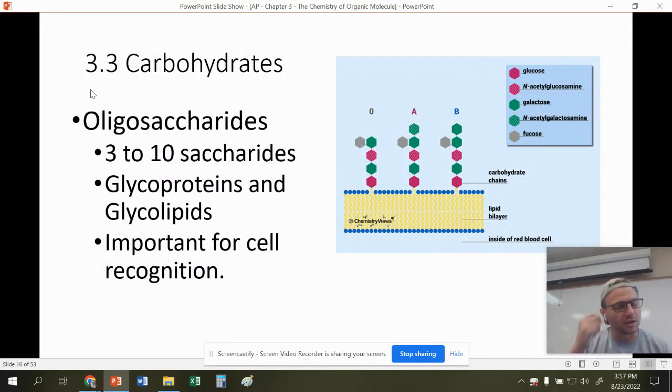All right, so one that I'm not sure if your book talks about is called an oligosaccharide. These are saccharides that are between 3 and 10, and I've actually seen some different numbers. On a test, I'll give you an example. I won't say, hey, what number is oligosaccharides? Is it 5 to 14? Is it 3 to 10? Is it 2 to 8? I want you to know that there's a number above 2, below like 20.